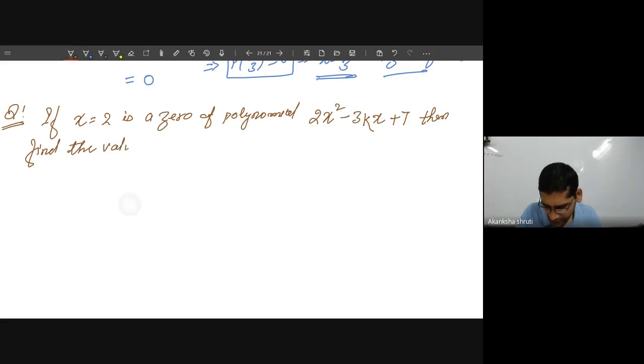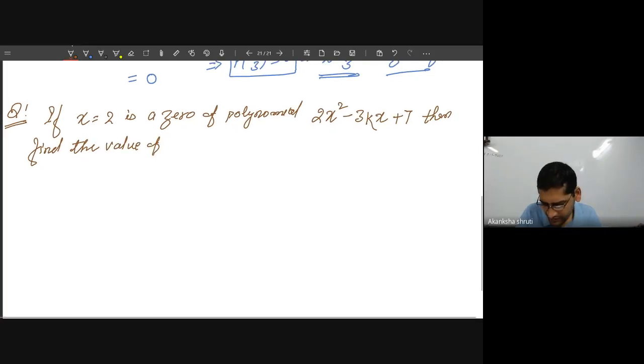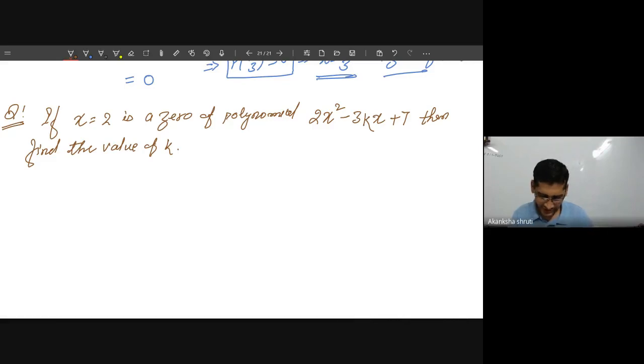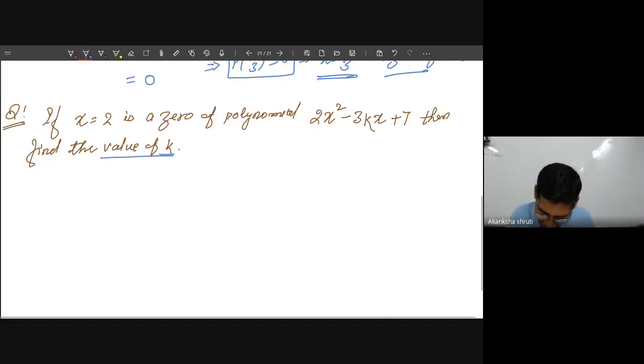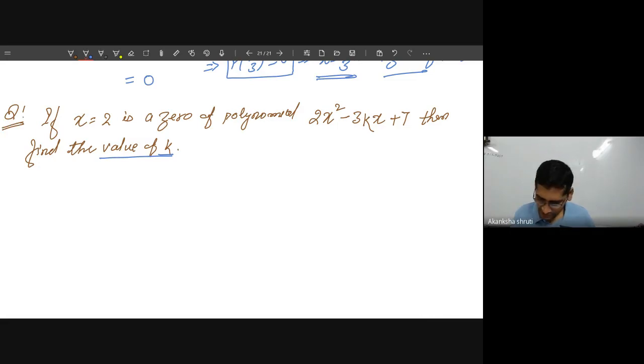This is a very important question. Students, you want to calculate the value of k. What is the value of k? That you have to calculate. But what is given? It is given that x equals 2 is a zero of this polynomial p(x). So how to calculate it or how to solve it?